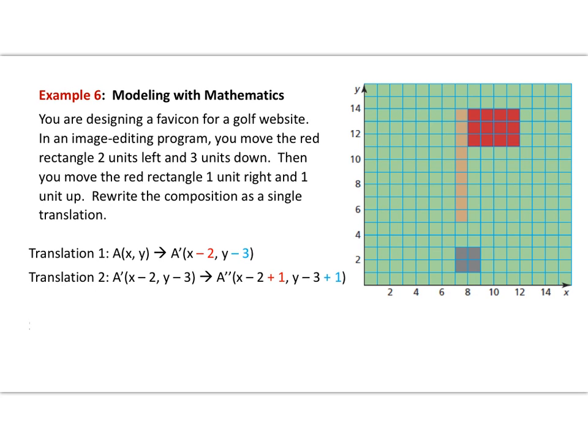So the first one would be that we subtracted 2, so we moved 2 left, so that's a -2, and then we went down 3. So A prime would end up at this location. Well, then we take that translation, and that becomes the start of the next translation, and I'm adding 1 to the previous. So I'm adding 1 to the -2, and then I'm adding 1 to the -3. So if we simplify all of that, your single translation rule for the composition should result in X minus 1, Y minus 2.